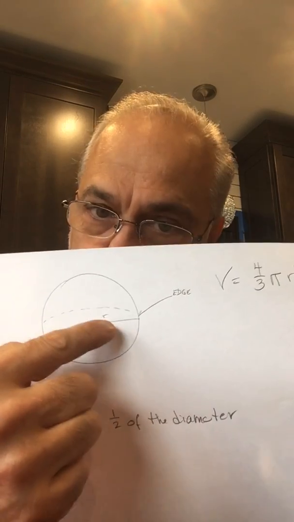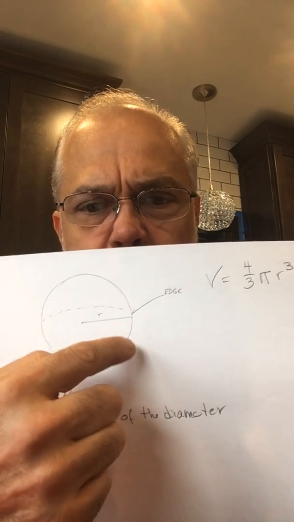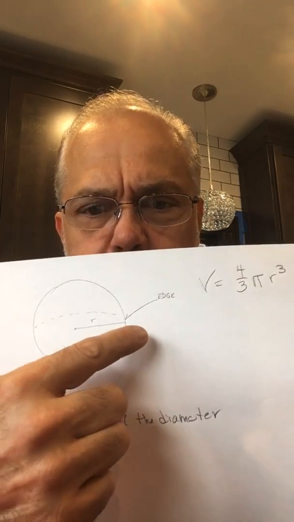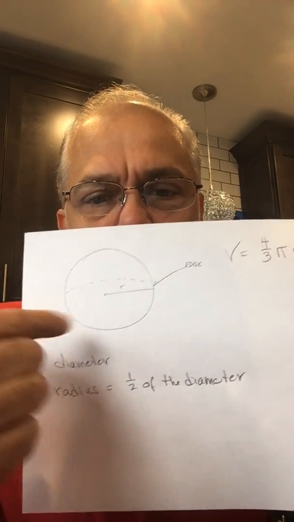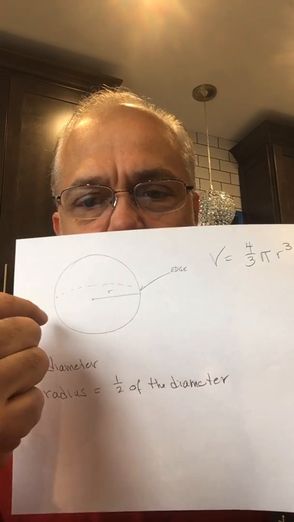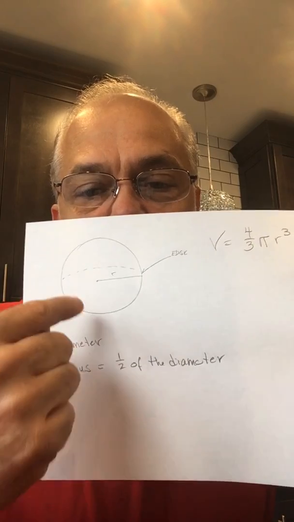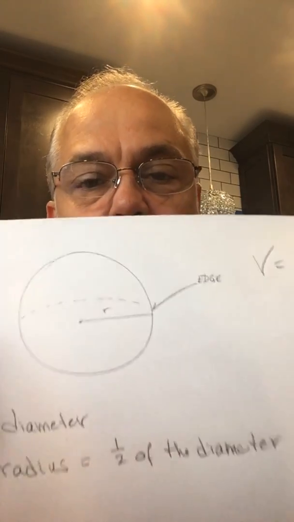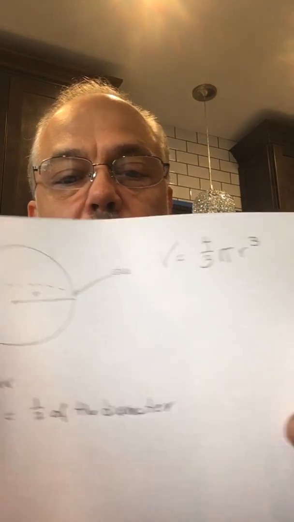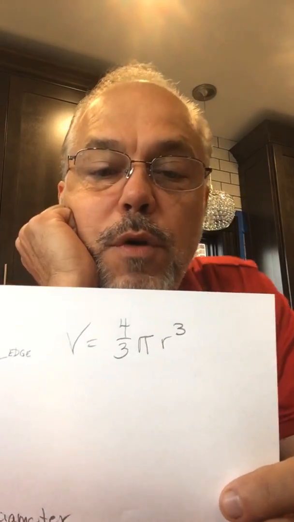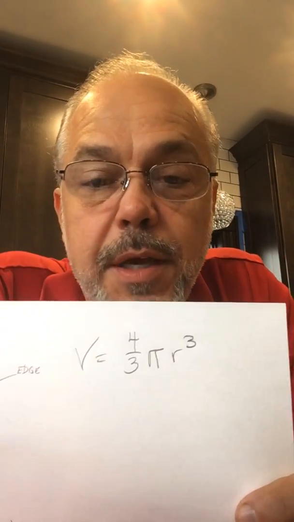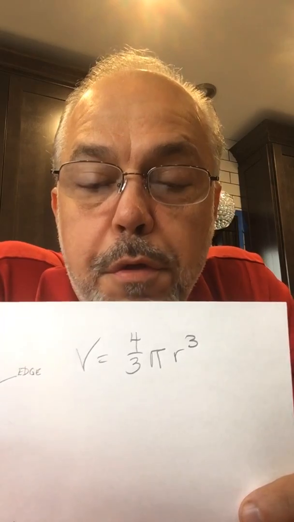The radius, we talked about this last week. The circle's perimeter is called the edge. And the diameter is the distance from edge to edge, just like we did in the cylinder. And then the radius is half of the diameter. That's why I put the R there. So if you take a look, you see the R. Good. So the volume for a sphere is volume equals 4/3 pi radius cubed.